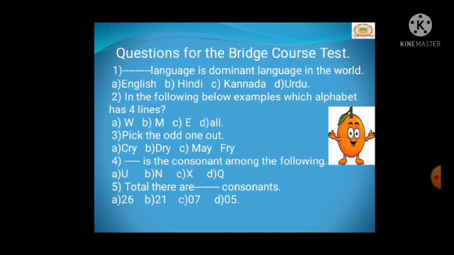Whenever in the writing W, M, or E, we will use 4 lines. So that's why the answer will be D, all. Third one, pick the odd one out.